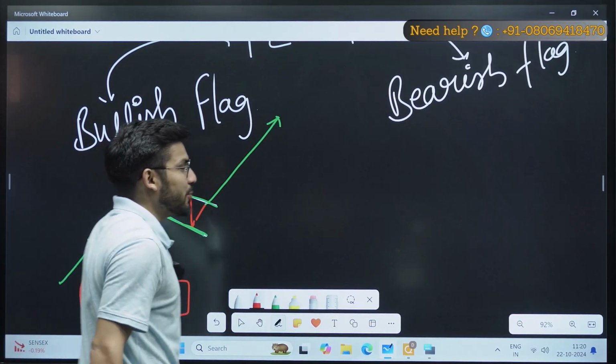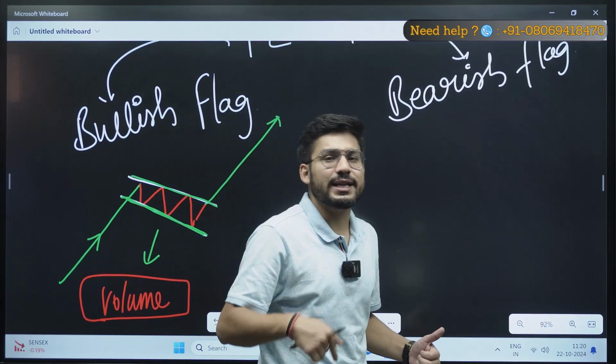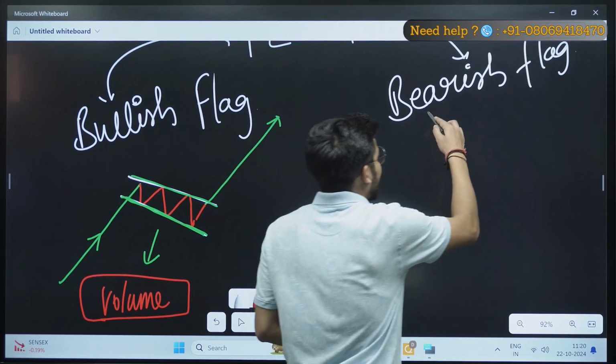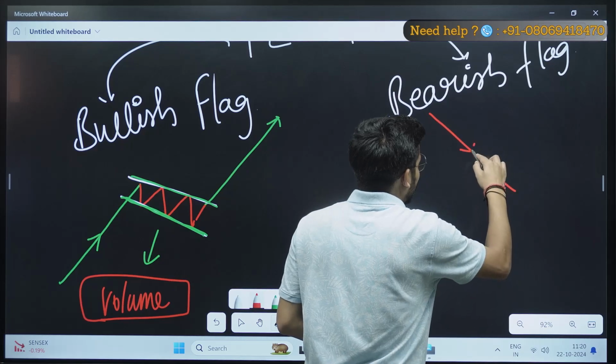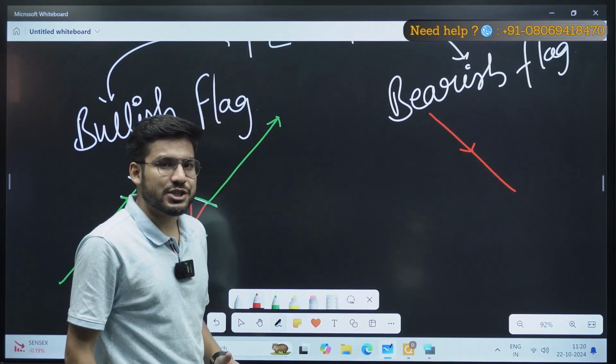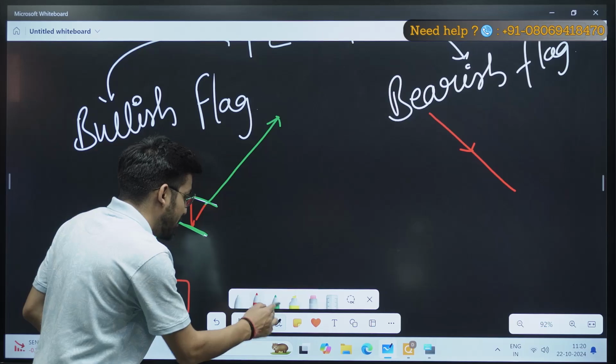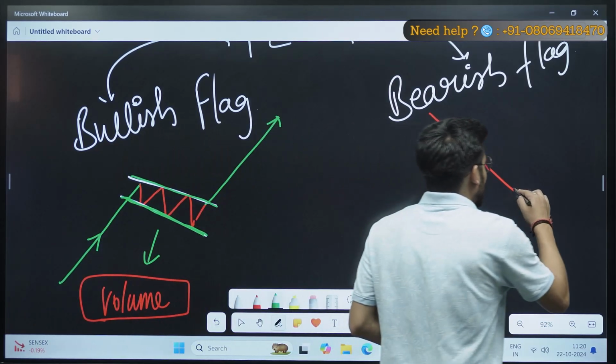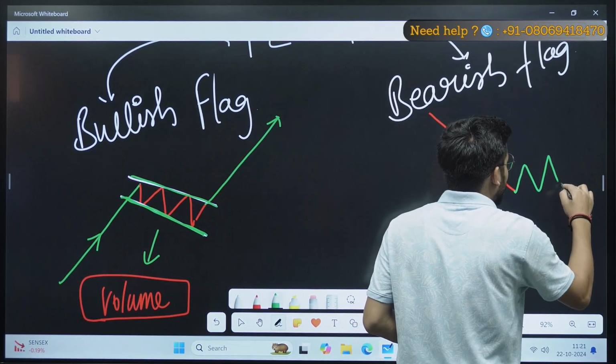So when I'm talking about a bearish flag, it means my market is already in the downward direction, something like this. After this downward direction, I can see there was a momentum in the upward direction, like this.